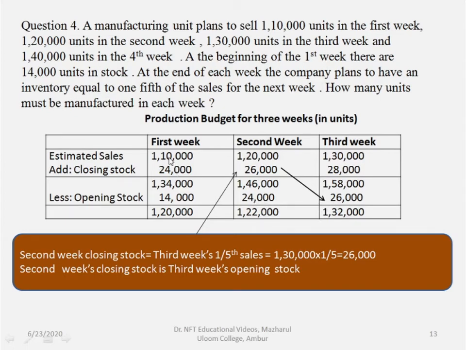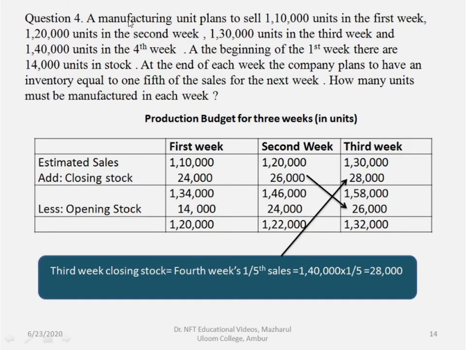Already, the closing stock of the first week is the second week's opening stock, which we have recorded here. 24,000, the first week's closing stock, is the second week's opening stock. Now you complete this second week's calculation. 1,20,000 plus 26,000 is 1,46,000, less opening stock 24,000, you get 1,22,000.